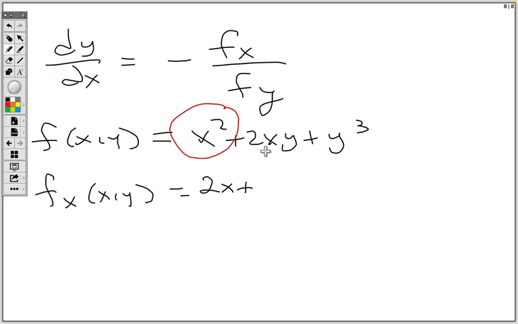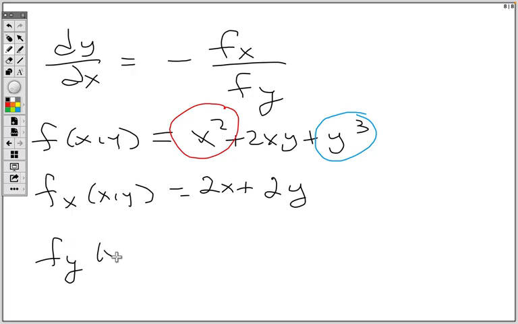So if I just had the derivative of 2x, it would just be 2. In this case, I've got 2xy. You treat the y just like that 2. That's your 2y. And if we're treating y as a constant, then y cubed would also be a what? It'd also be a constant, so its derivative would be 0. Okay, so fx is just going to be that.